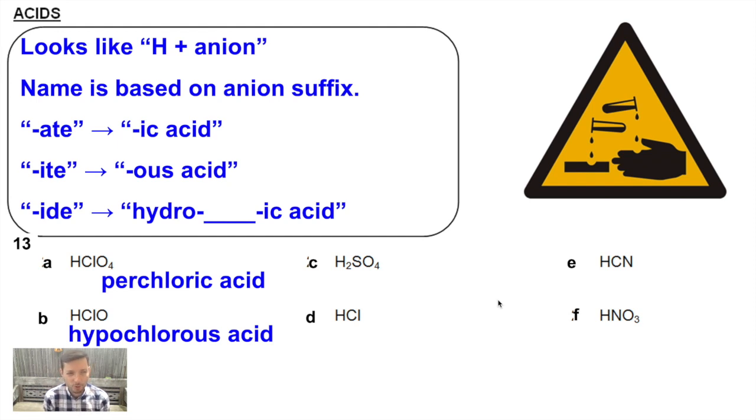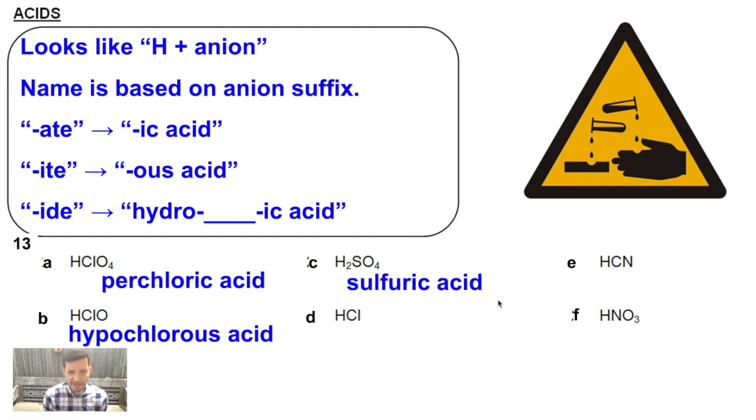Okay, H2SO4, that's hydrogen with sulfate. Notice there's 2 hydrogens because sulfate has a 2 negative charge, so it takes 2 hydrogens to balance out that formula. The sulfate anion is what I'm focusing on though, so that turns into an ic acid, so we get sulfuric acid. HCl, that's H plus a chloride.